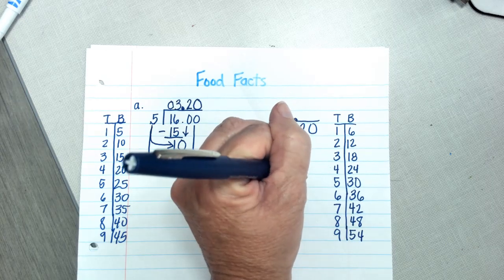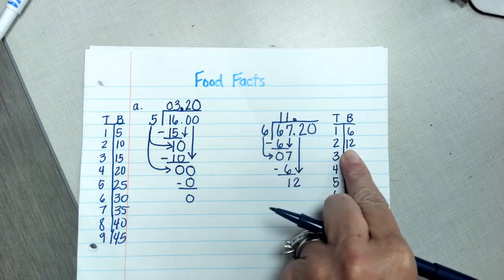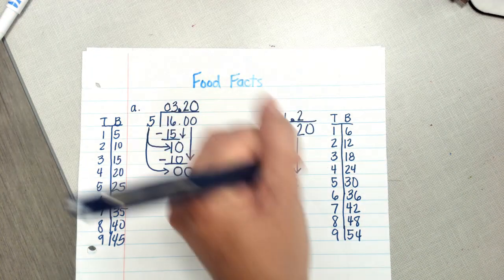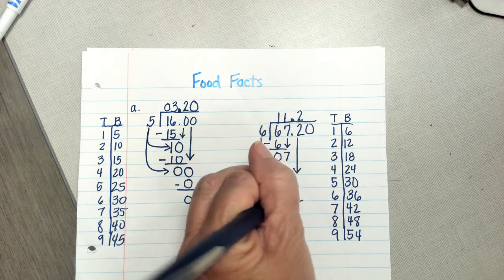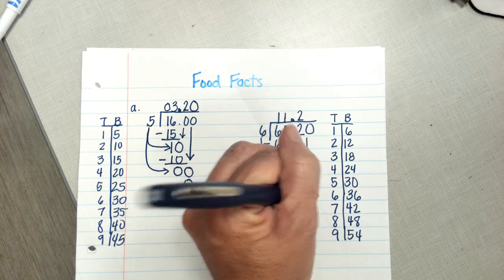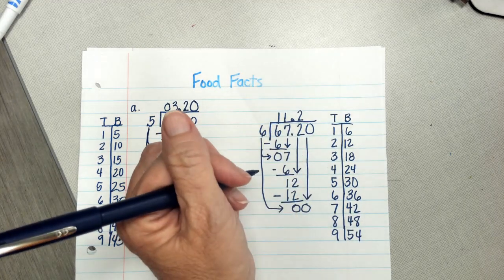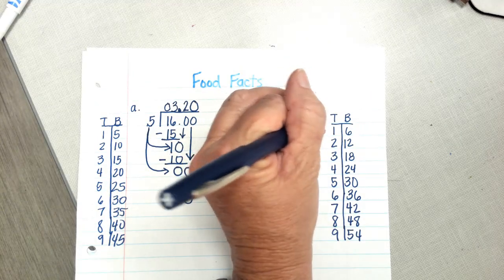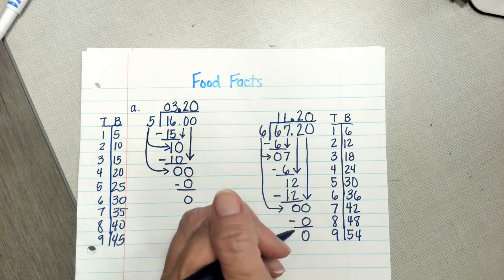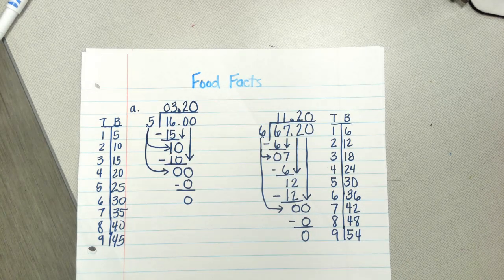Bring down the next number, which happens to be 2. So I'm going to see how many groups of 6 will get me to 12. That number would be 2. 2 goes on top. 2 groups of 6 is 12, and 12 minus 12 is 0. Bring down your final 0 to close this out. How many groups of 6 are in 0? Well, there's 0. 0 goes on top. 0 times 6 is 0, and 0 minus 0 is 0. So my final answer is 11.20. 11 dollars and 20 cents.